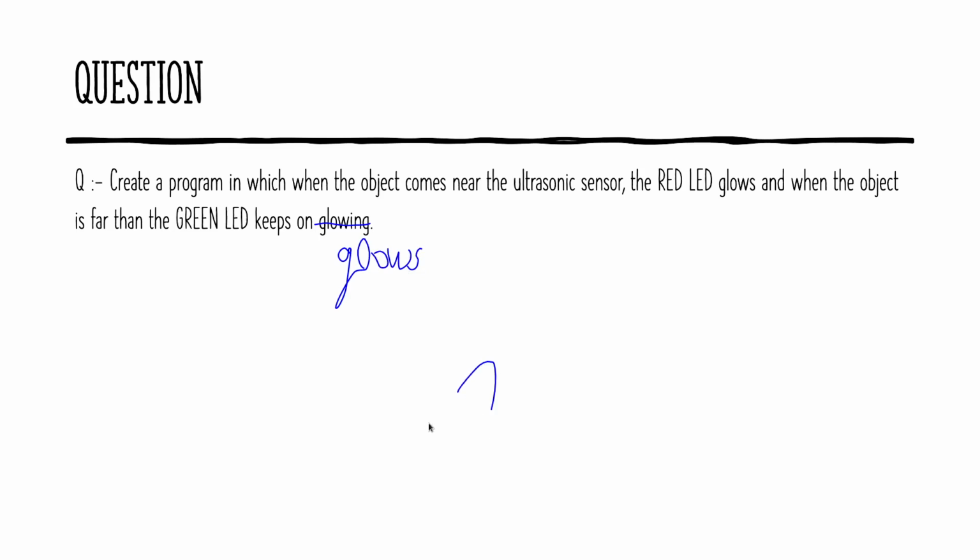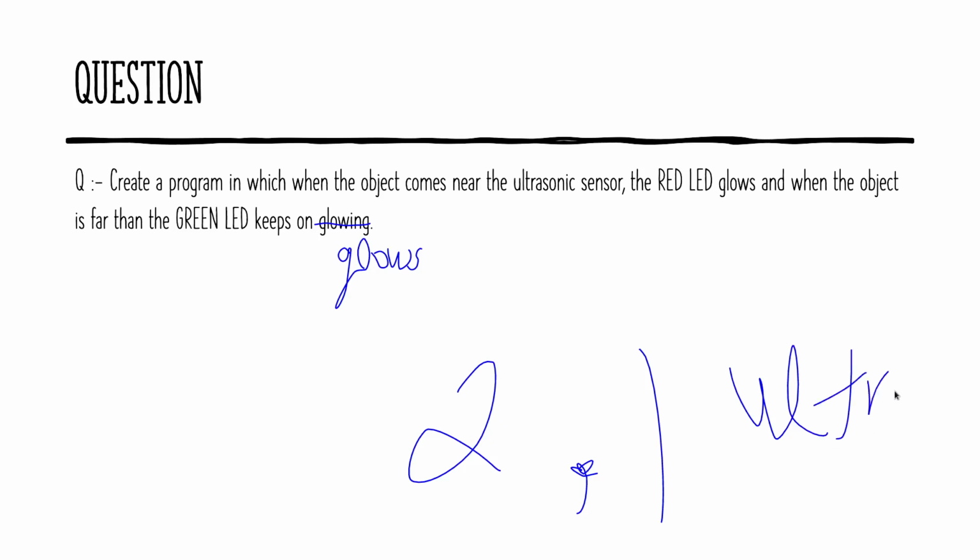First of all, we want two LEDs, the green and the red one, and one ultrasonic sensor. So two LEDs and one ultrasonic sensor. This is the question. Now I have already kept my Tinkercad ready because in almost every video I am showing you how to do it, so I think you are smart enough to do this yourself. So you just do it yourself.